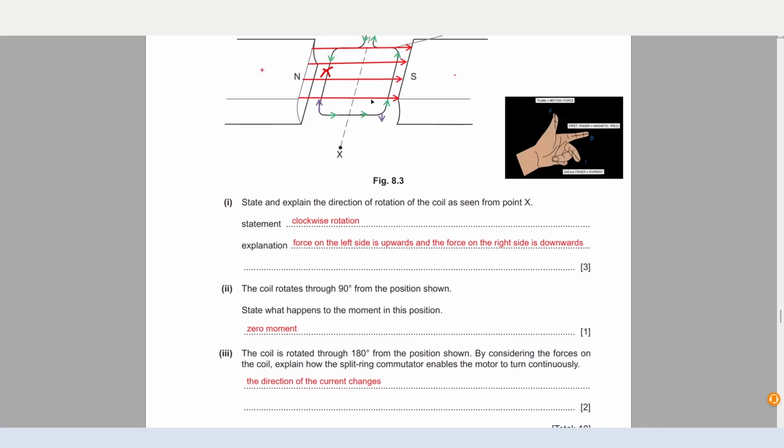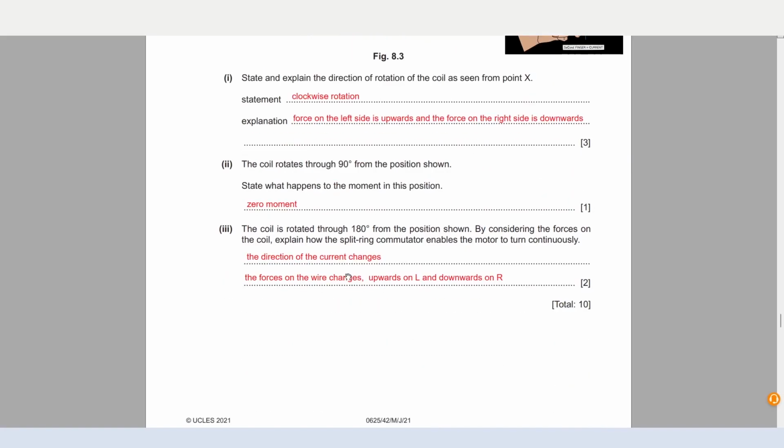So the forces on the wire changes. As this side of wire will come here, the force will be, instead of upwards, it will be downwards. The same thing applies for the right side. The forces on the wire changes, upwards on the left and downwards on the right.